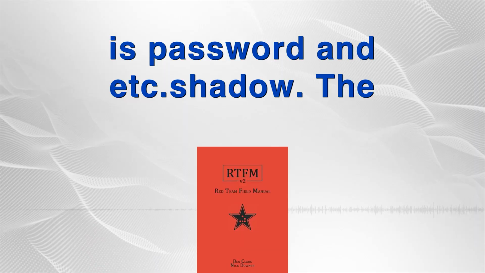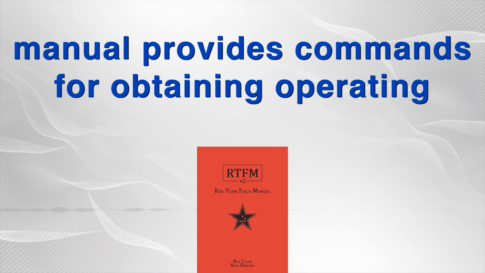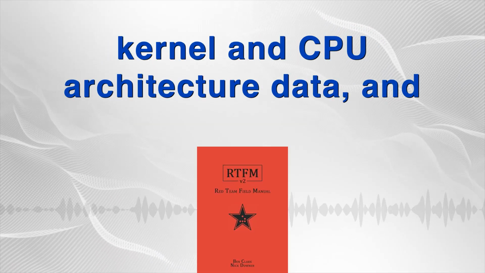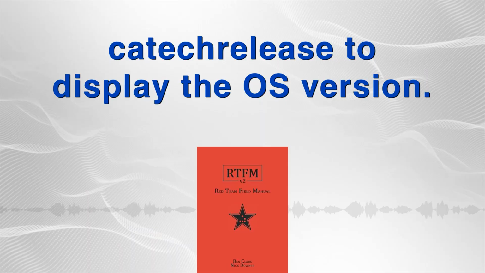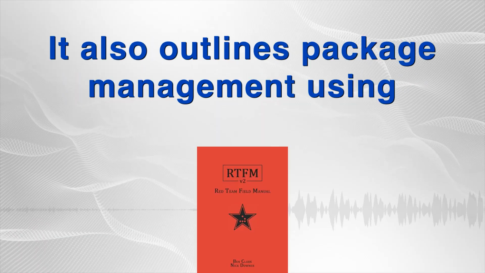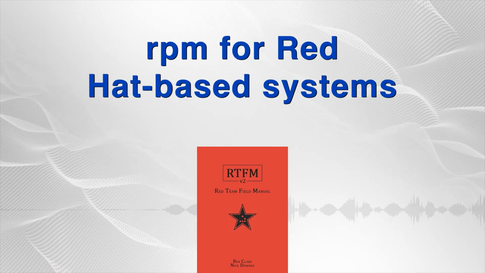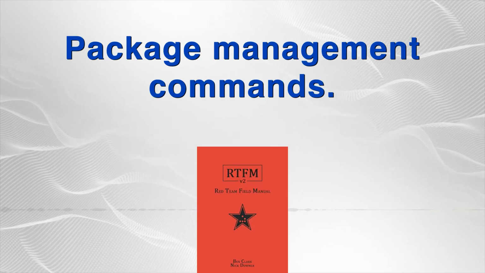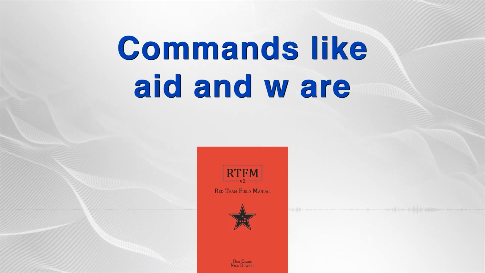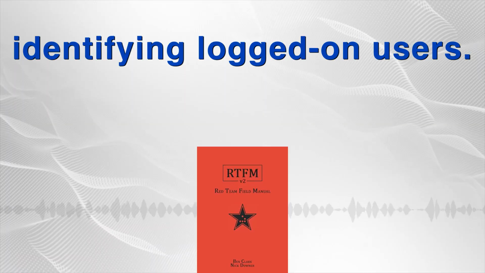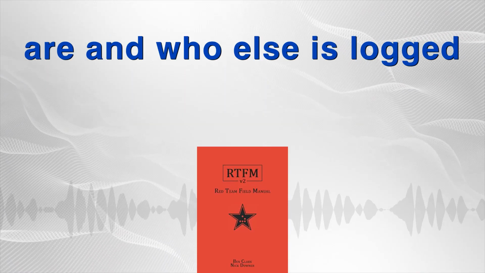The manual provides commands for obtaining operating system specifics, such as uname -a for kernel and CPU architecture data, and cat /etc/release to display the OS version. Identifying the Linux distribution and kernel. It also outlines package management using RPM for Red Hat-based systems and dpkg or apt-get for Debian systems. Package management commands. Commands like id and w are included for immediate situational awareness and identifying logged-on users. Quick ways to see who you are and who else is logged in.